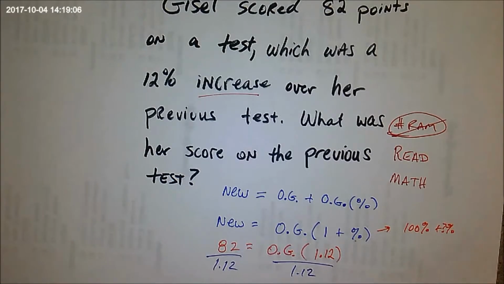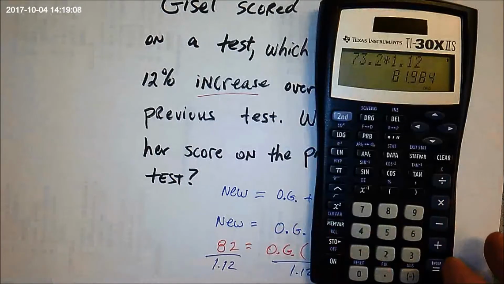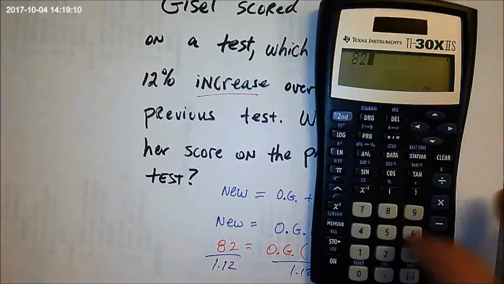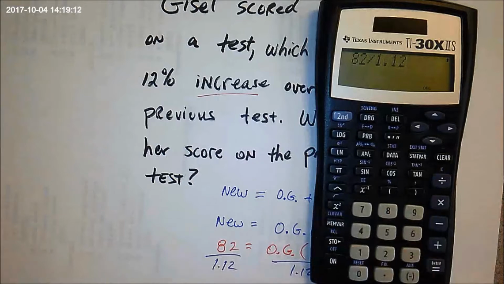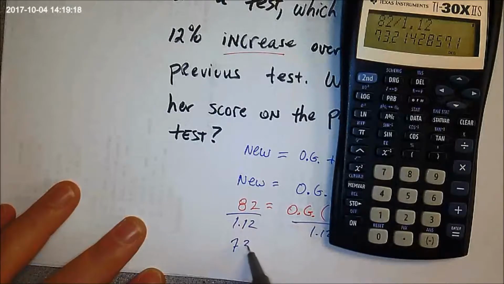So 82 divided by 1.12 is 73.2. So we're saying 73.2 is her first grade.